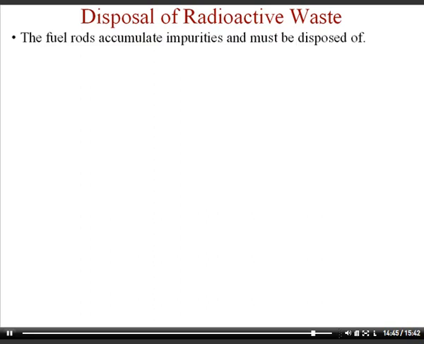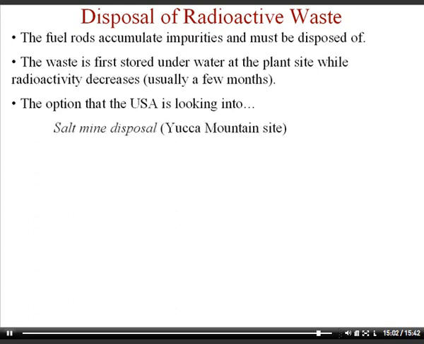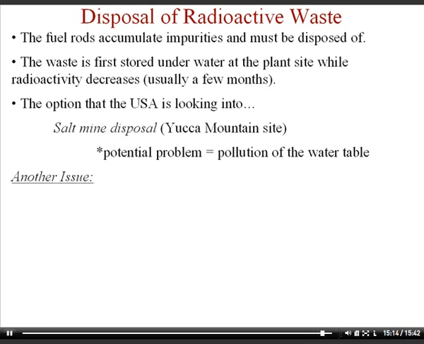Now, the only problem with nuclear reactors is the disposal of the radioactive waste. The fuel rods can accumulate impurities and they have to be disposed of. And the waste is first stored underwater at the plant site where radioactivity decreases, usually a few months. And then the option that the United States is looking at now is putting them in Yucca Mountain, which is out in Nevada. It's just a salt mine, so you can just bury it underground. But the problem is that if the containment tank ever does leak, it could pollute the water table.